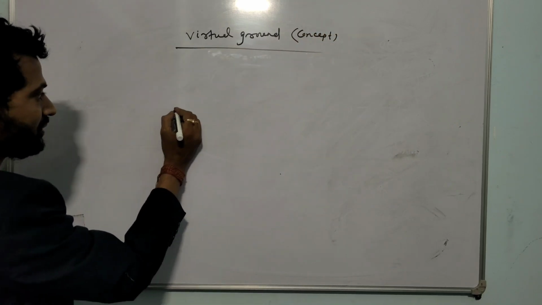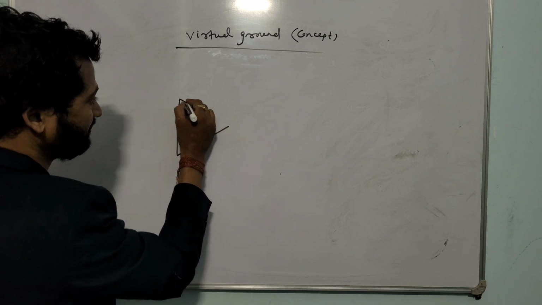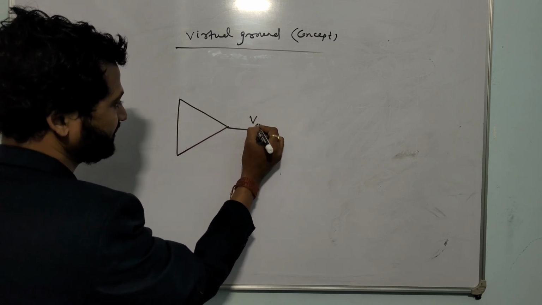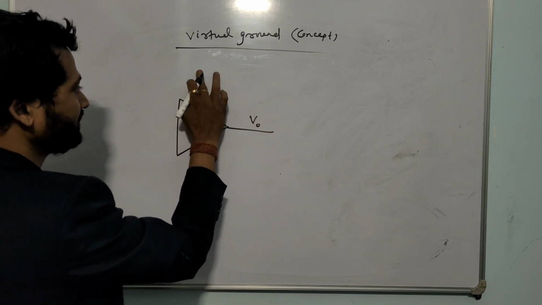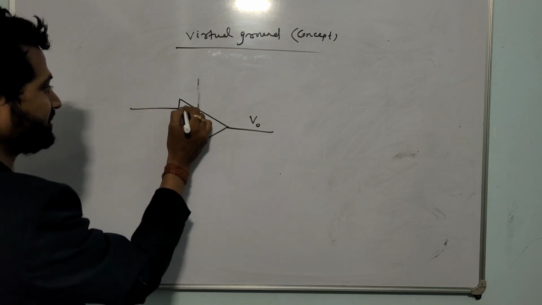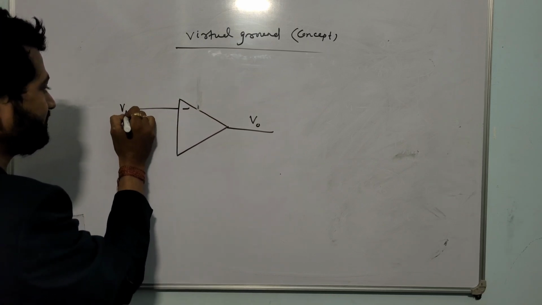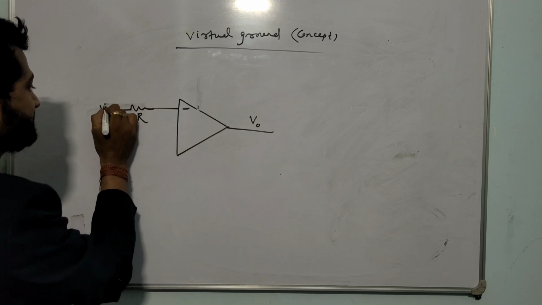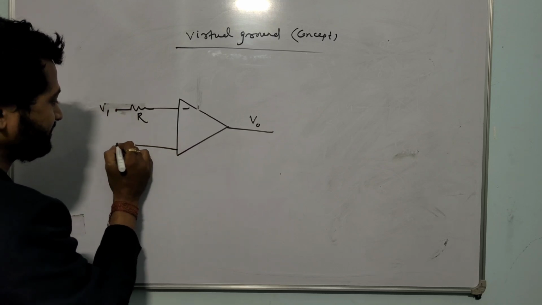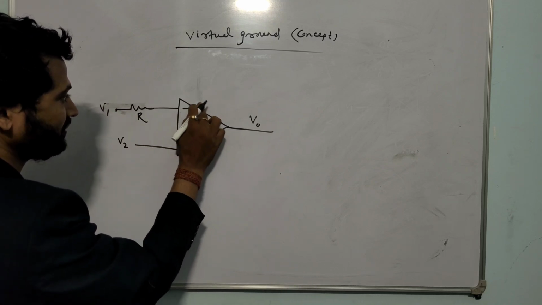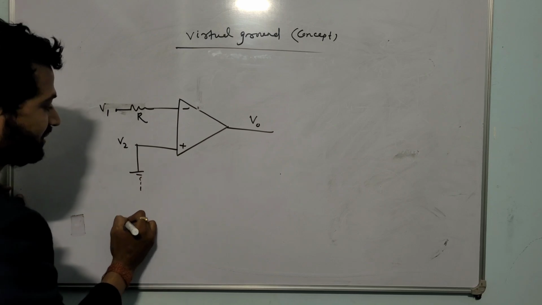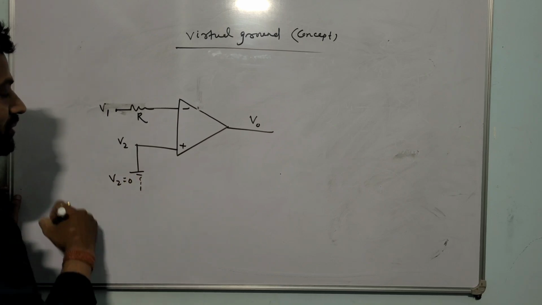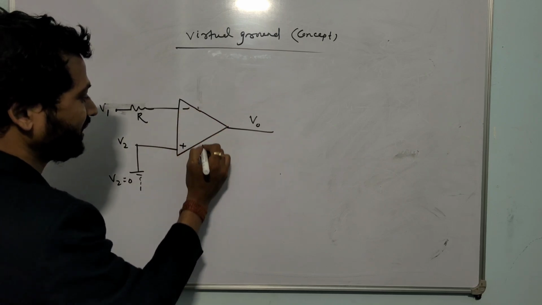Look, let me draw the diagram of the inverting amplifier. As I said, this is Vout. The input is on this minus terminal, the input is V1, and we are giving the input through a resistance. And this terminal is V2, the non-inverting terminal. We have to make it ground, meaning V2 will be 0. And the gain is A.